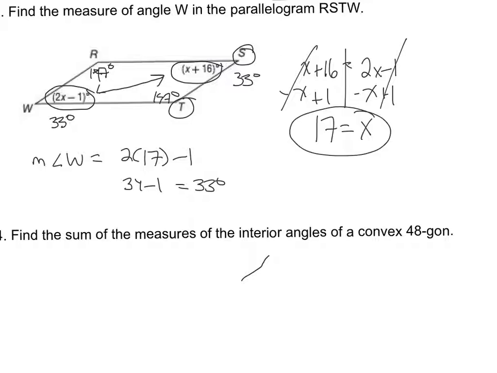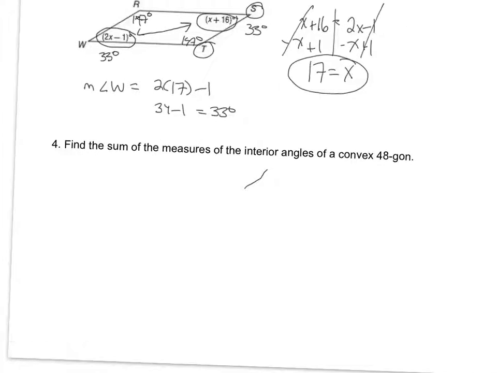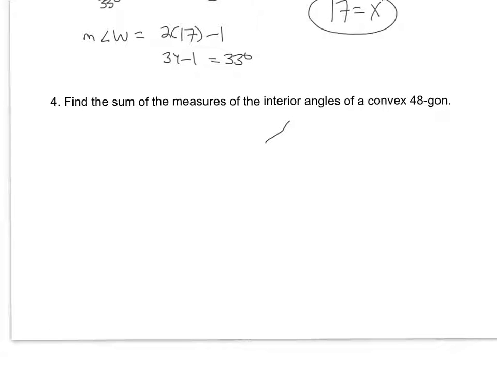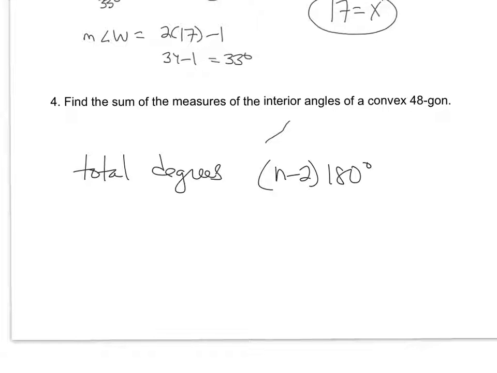Okay, so problem 4 jumps back to our interior angles of a convex 48-gon. We talked about this in problem 1. The total degrees of any polygon is n minus 2 times 180. So in this case, for a 48-gon, it would be simply 48 minus 2 times 180. So this would be 46 times 180. So the angles get pretty big, so this should be a pretty big number.